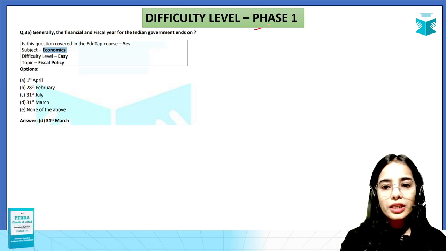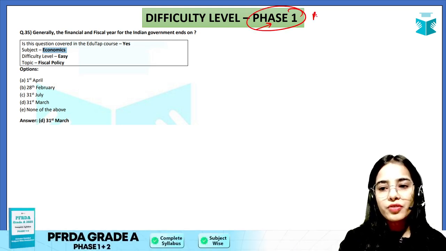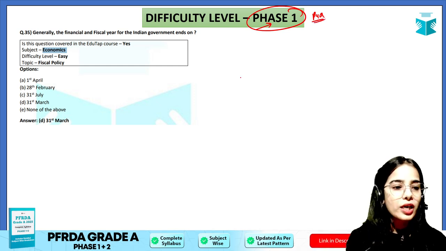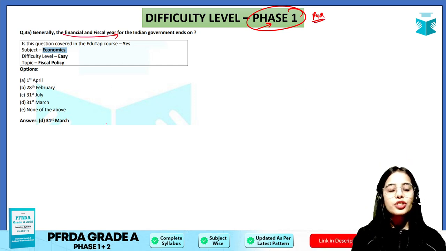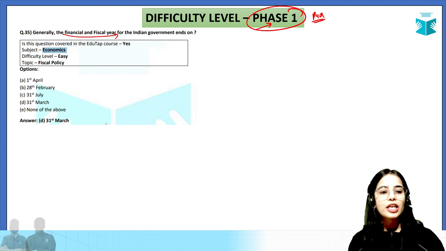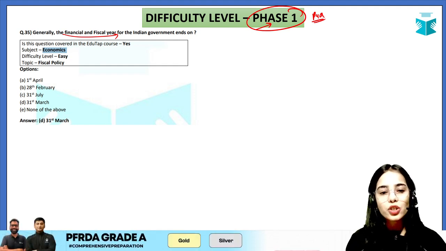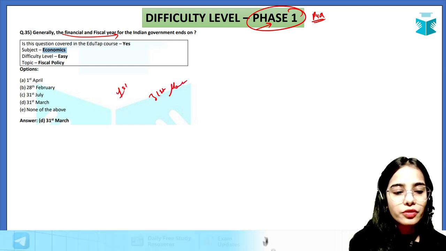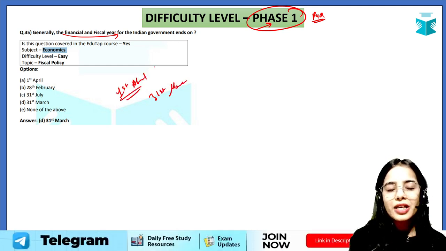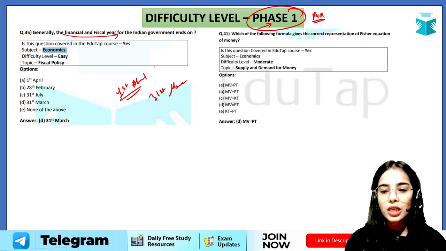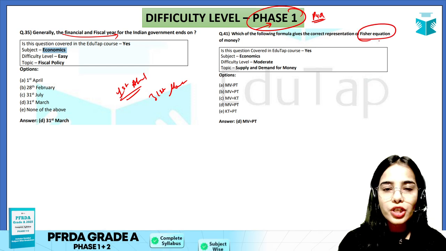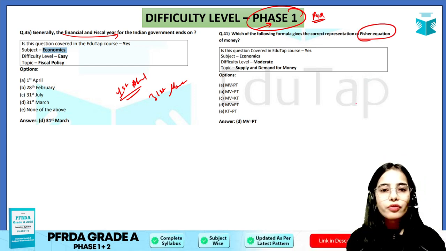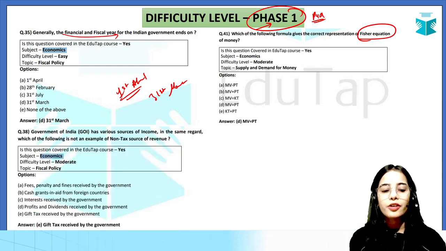First of all, let's see the PYQs, previous year questions, for Phase 1, okay? Here you can see that a question directly came that generally the financial and fiscal year for the government ends on 31st March, and it starts on 1st April. A very factual, direct, easy question. Another question was about the Fisher equation. If you have a basic understanding of the Fisher equation, you will be able to answer this question pretty easily and very fast.